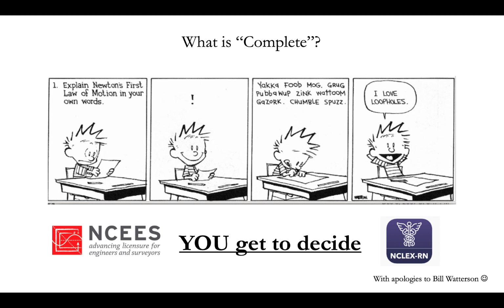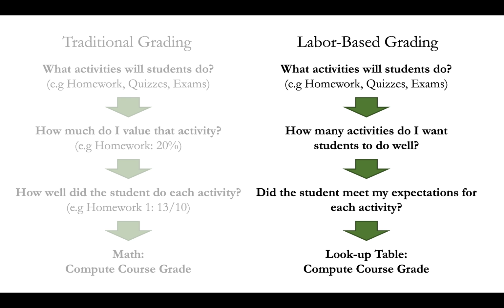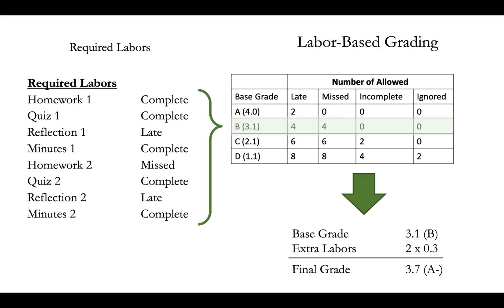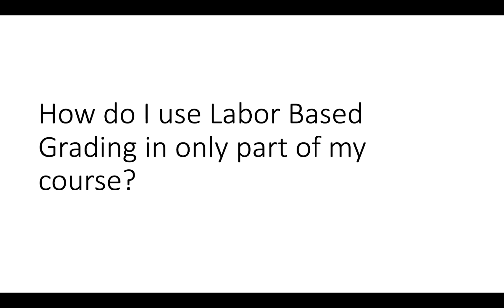So it's about figuring out what is acceptable to you, what's an acceptable level of performance that students should be able to do in your course. And then finally, after you've asked that question, you compute the course grade using the lookup table that you created, where the student's performance on the required labors lands them at a base grade, for example, a B, and then their completion of extra labors, the student did 2, gets them a boost to bump the student's grade up to an A-. So the student earns an A- in the course.